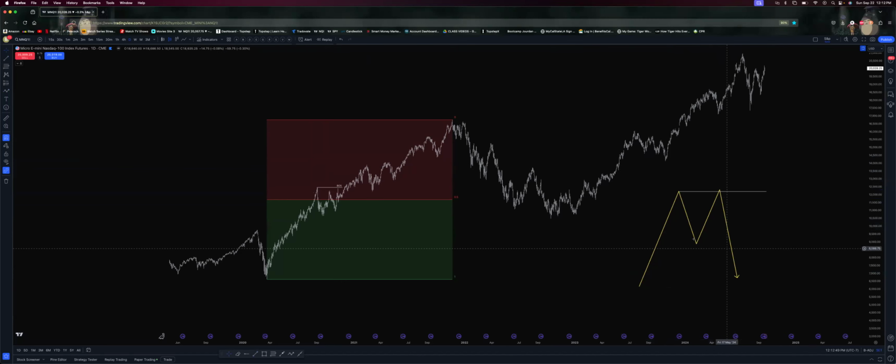This is called liquidity sweep. So these are like double tops, reversals, and then we break structure coming down, and that's letting you know now that the trend is changing on this time frame. Okay, so this is what people see as a head and shoulders. Head and shoulders usually looks like this.